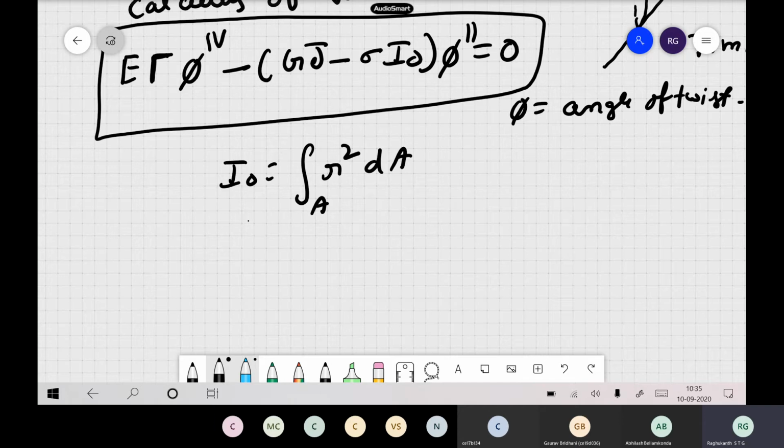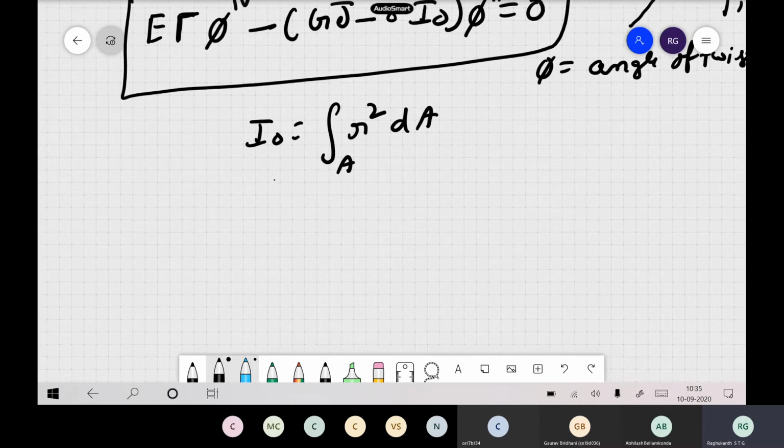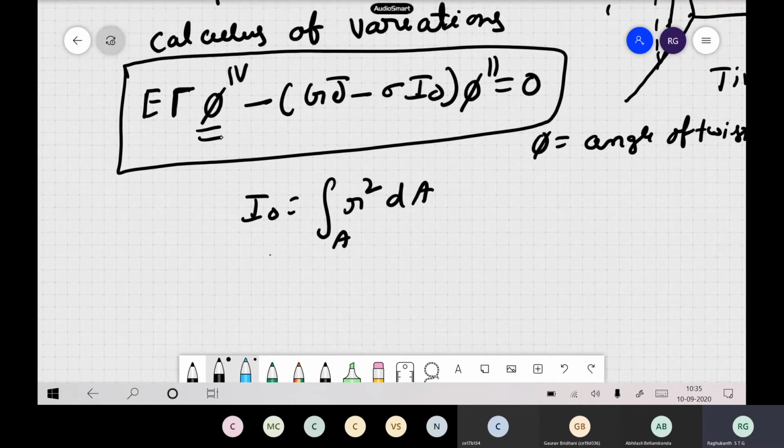So this is your I naught. This is a special, critical buckling load for this type of cross section. You can solve it and find it. This is a fourth order ODE, very easy. It is the same as our column buckling equation, EI y to the power 4 minus P times y double dash, which we remember having written. So the equation is exactly the same. The only thing is that instead of y you now have the rotation, the angle of twist, so warping and all those things come into the picture.